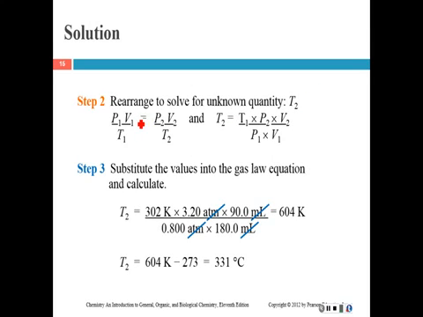So we start off with the combined gas law, cross multiply, and then solve it for T2. So T2 winds up equaling this. And then we'll plug everything in. Notice how all the units will cancel. And then we get 604 Kelvin for an answer. But they wanted centigrade, so we have to convert it back.